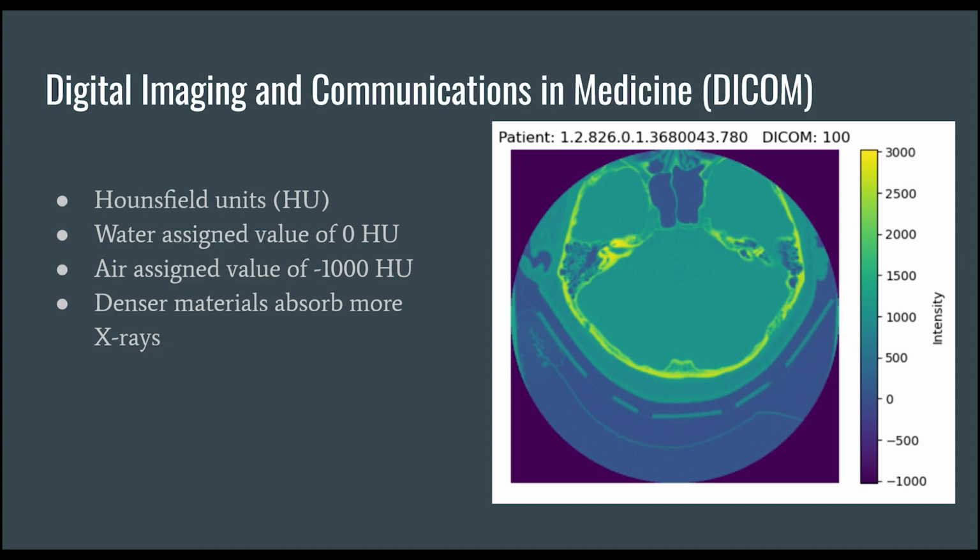DICOM files contain data in the form of Hounsfield units, which represent the relative density of bone and other materials in the body. The values use water as a reference point, so water has a value of 0 HU. This is a single DICOM slice from a scan. The denser tissues, like bone, appear brighter because they absorb more X-rays.